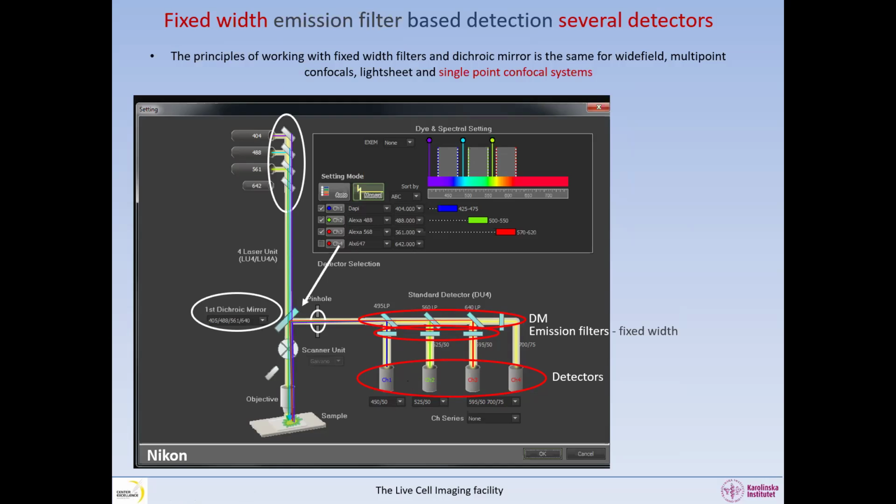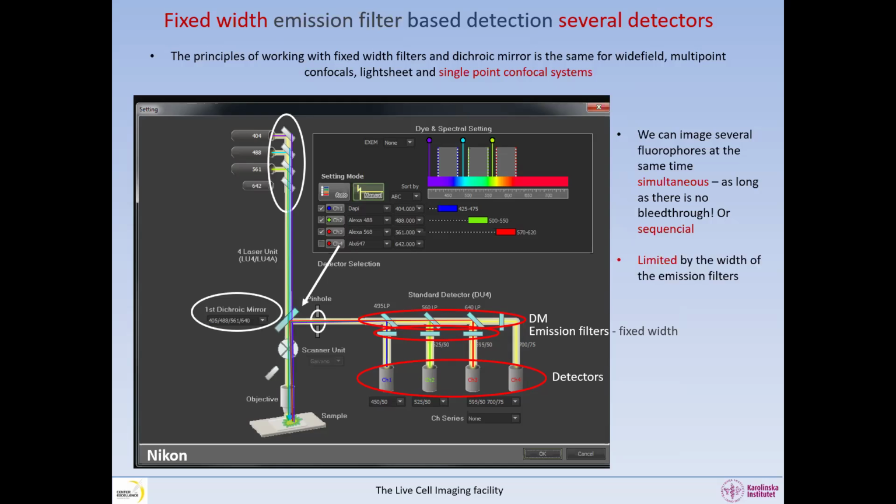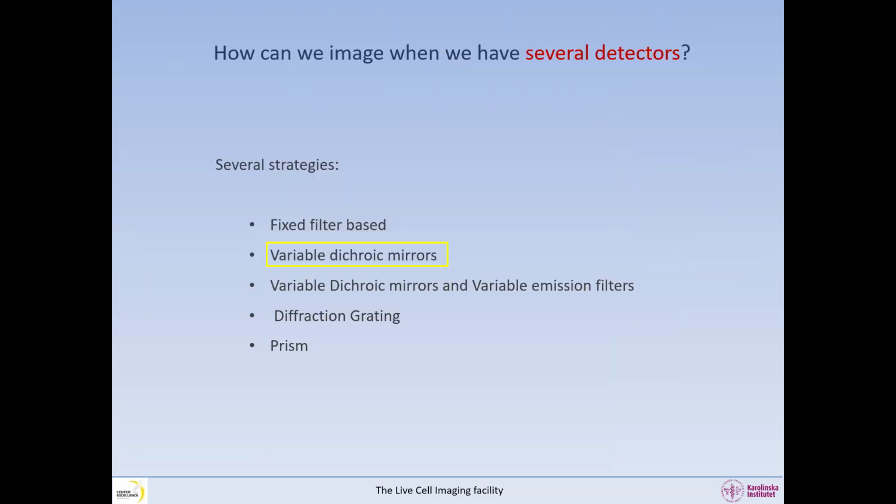So as you can see, the principle of working with fixed width filters and dichroic mirrors is the same for widefield, multi-point confocal, light sheet, and single point confocal systems. The advantage in the single point confocal is that if you don't have a bleed-through, you can actually image everything simultaneously. If you have a bleed-through, you will have to go sequential, or you can combine different fluorophores. But we are still limited by the width of the emission filters.